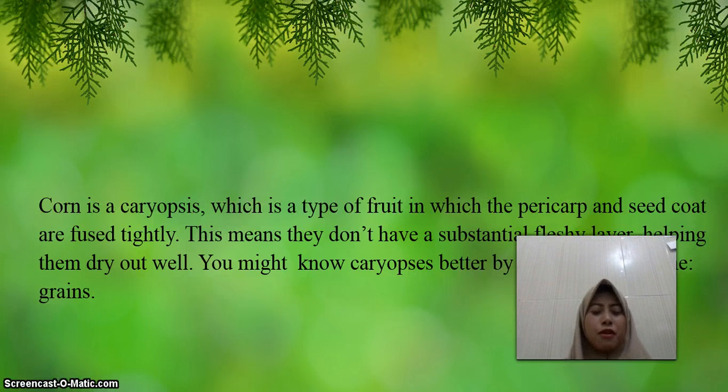More specifically, corn is a caryopsis, which is a type of fruit in which the pericarp, that's the fleshy bit, like the part of a peach that you eat, and the seed coat are fused tightly. This means they don't have a substantial fleshy layer, helping them dry out well. You might know caryopses better by their common name: grains. Okay, next.